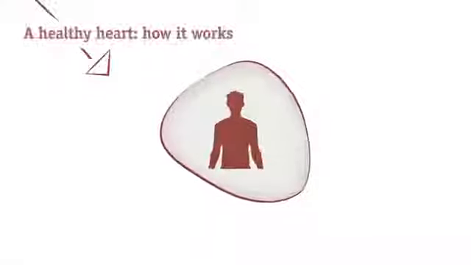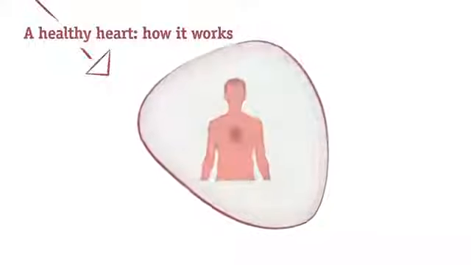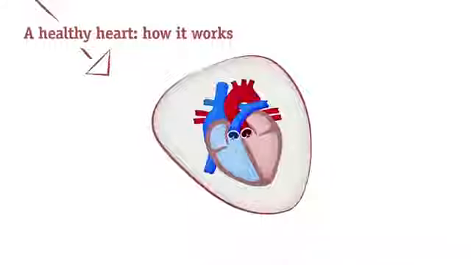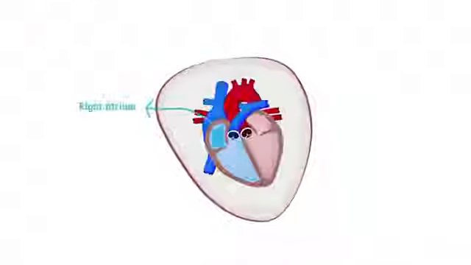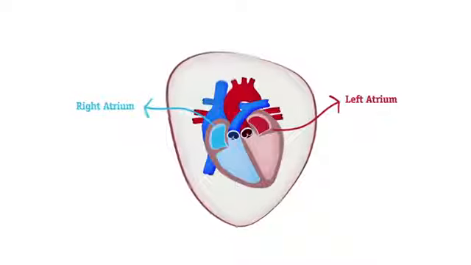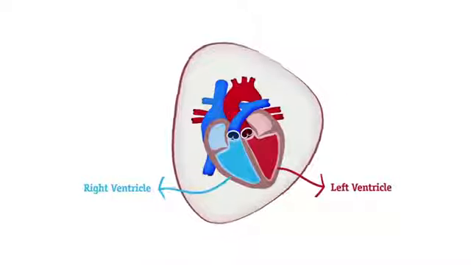The heart is a muscle that pumps blood and oxygen to all parts of the body. It has 4 chambers, 2 at the top and 2 at the bottom.